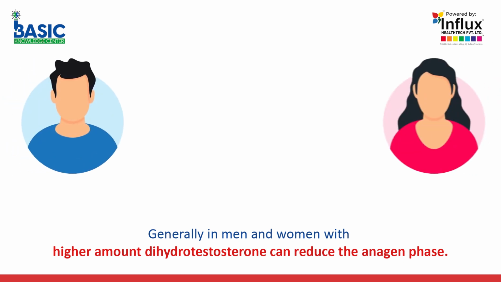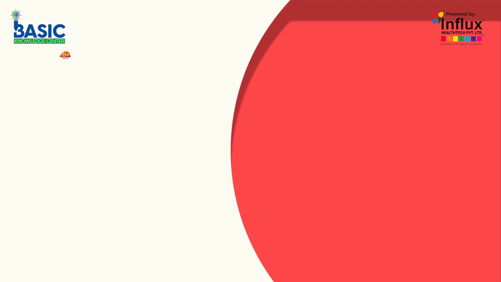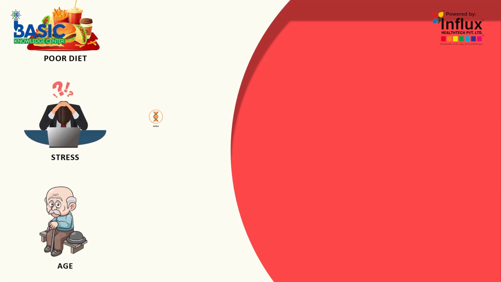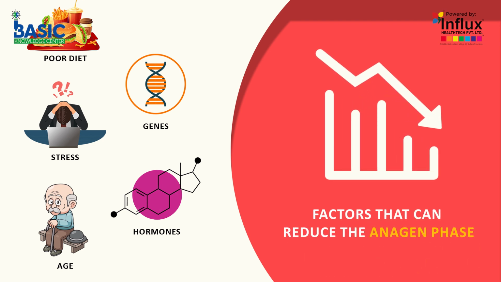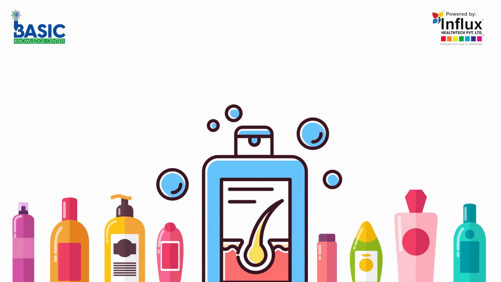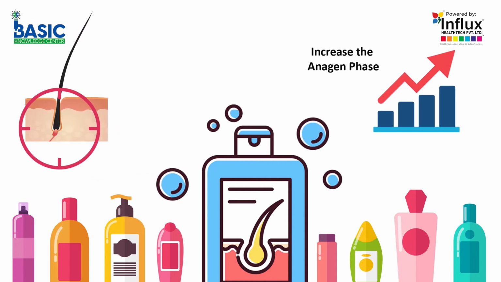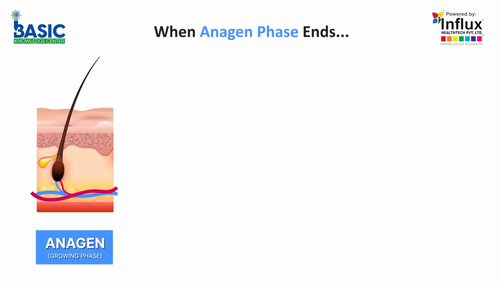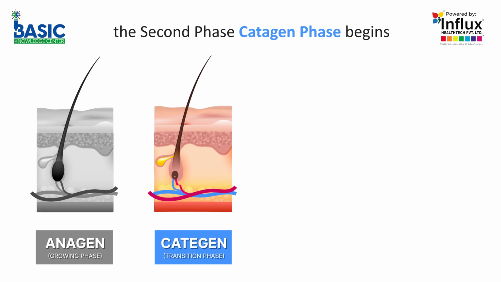Generally, men and women with a higher amount of dihydrotestosterone will have a reduced anagen phase. Poor diet, stress, age, genes, and hormones are also factors that can reduce the anagen phase. So, the majority of hair growth products available in the market today target this phase and try to increase the anagen phase.